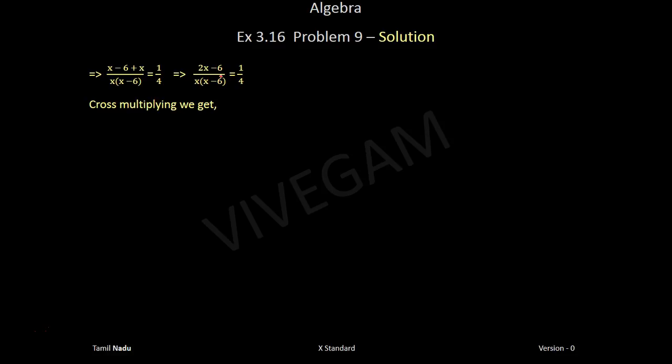Okay, cross multiplying, you will get 4 into 2x minus 6 will be equal to x into x minus 6 into 1, that is the same. So this will be x square minus 6x, this will be 8x minus 24, and you collect all the terms to the left hand side, you will get x square minus 6x minus 8x is minus 14x, and this will become plus 24 equal to 0.